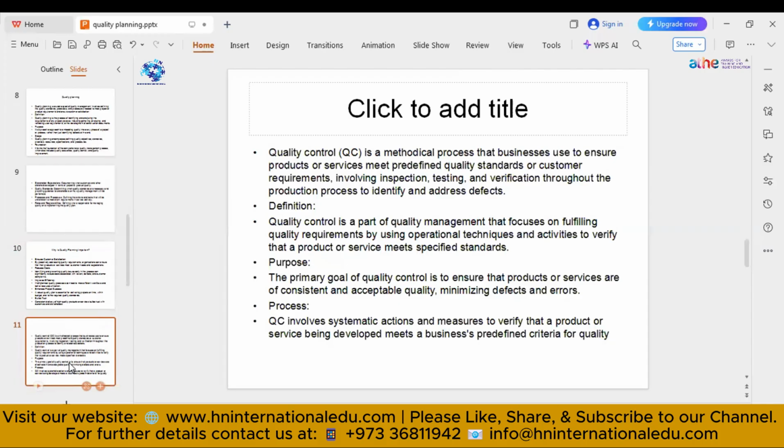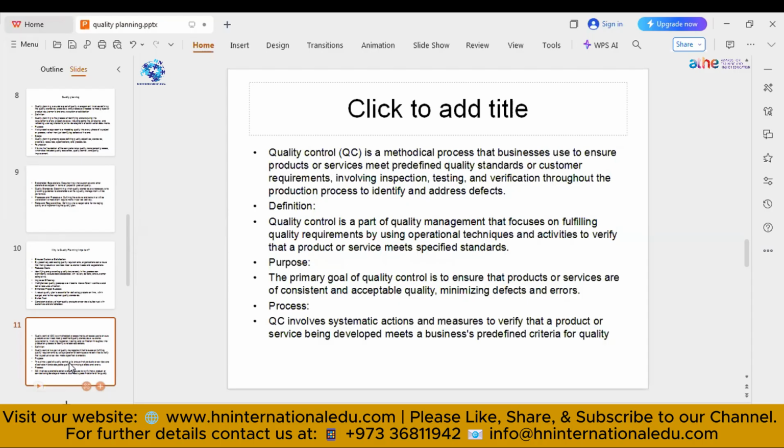Quality control is a methodical process that businesses use to ensure products or services meet predefined quality standards or customer requirements, involving inspection, testing, and verification throughout the production process to identify and address defects. Now, are you getting these differences? In quality planning it was different, but in quality control we are talking about inspection, testing, verification, etc., and trying to bring it on the track and addressing the defects. So this is the quality control.